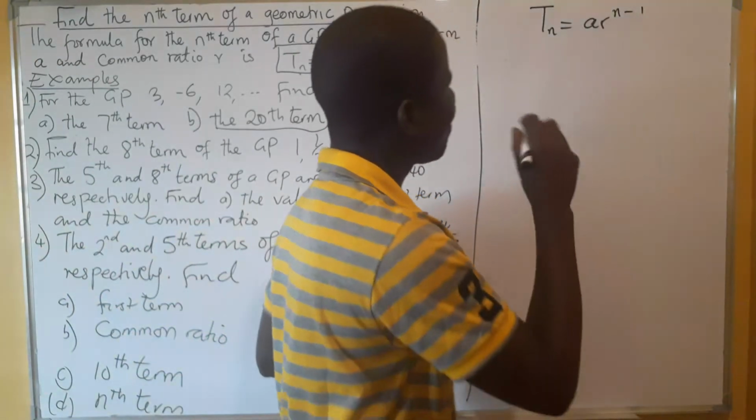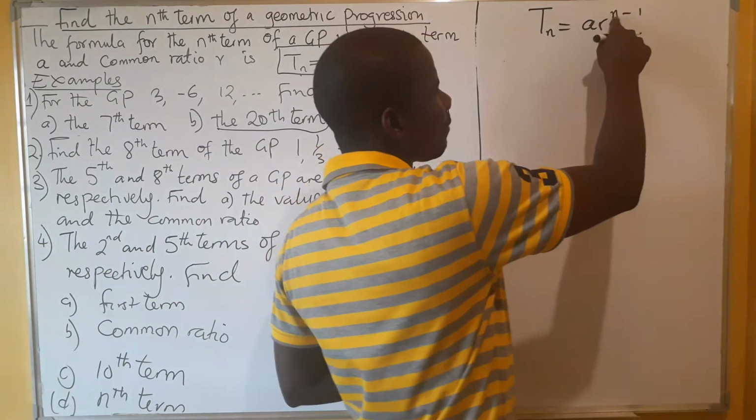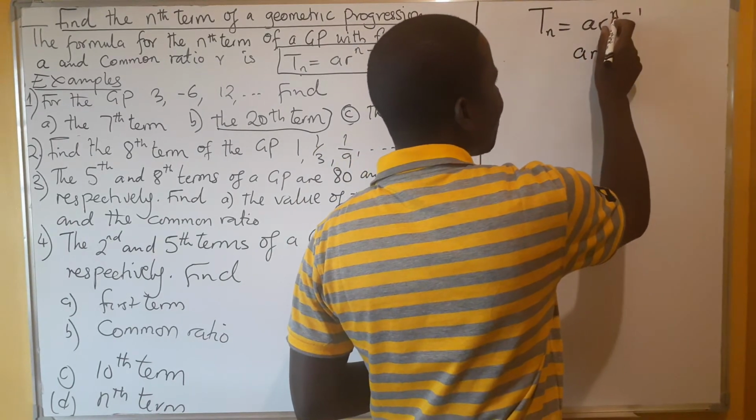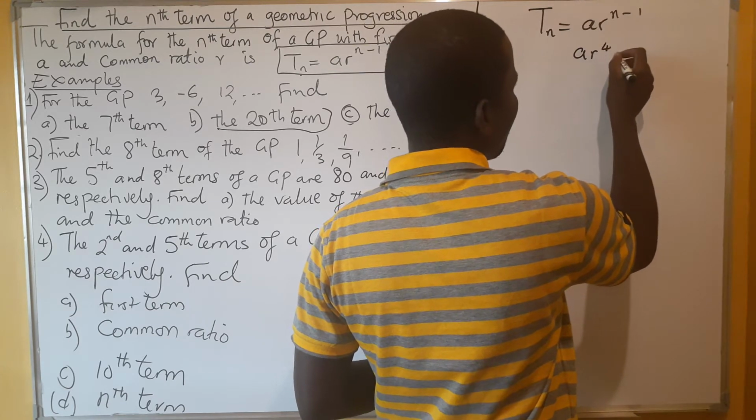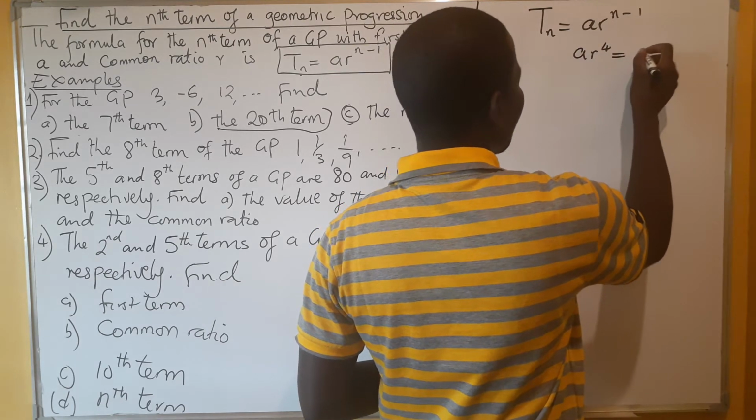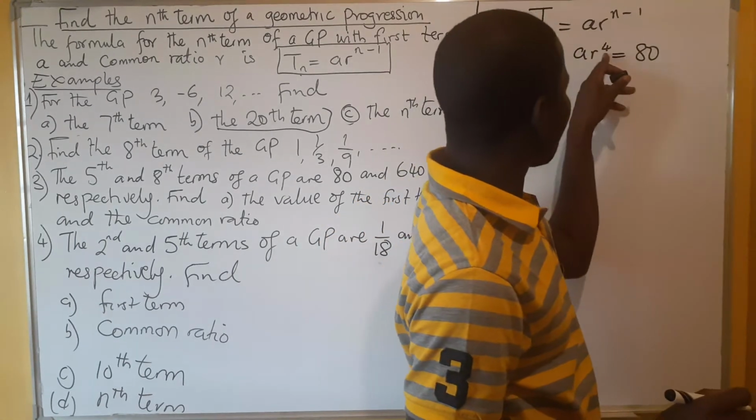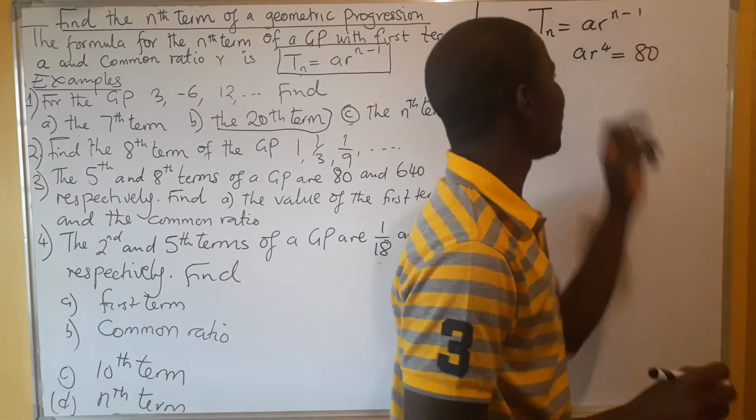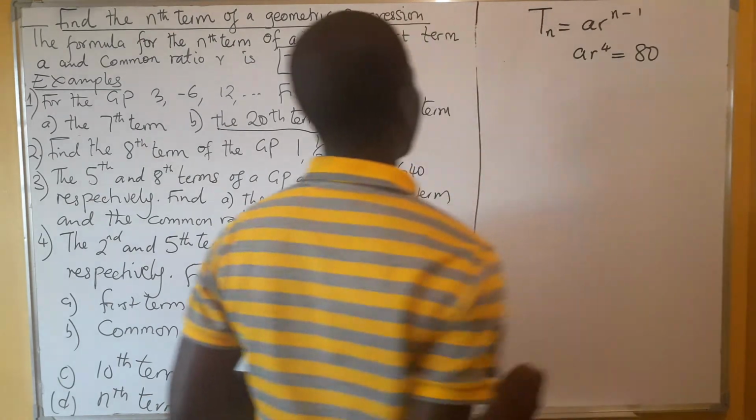But then we have been given that the 5th term, here we put 5, A R to the power of 5 minus 1, that will be the 5th term. So this is 4. You should know that this is going to give us 80. All right? This is the 5th term. Remember that this is n minus 1. It was 5 minus 1. That is how we got to this one. So we are going to form 2 equations. This is one of the equations.